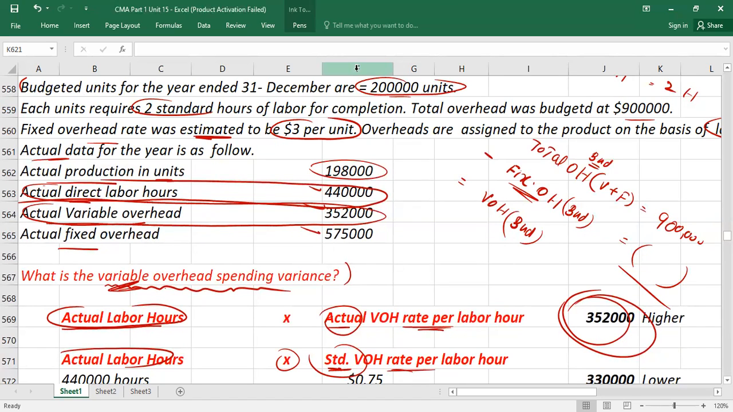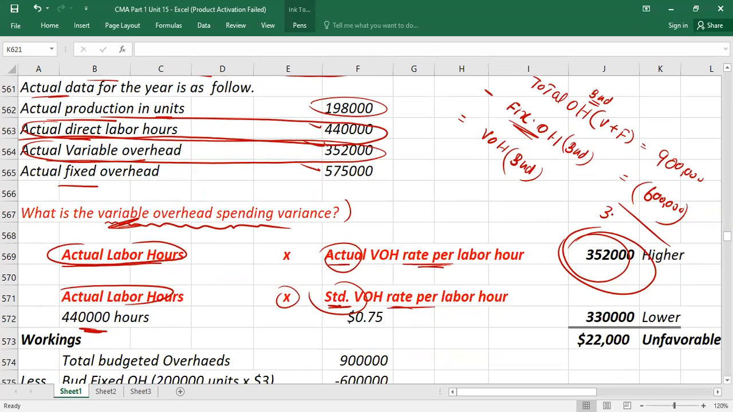If I multiply 200,000, which are budgeted units, with $3, which is the budgeted rate, I will get budgeted fixed overhead, or not? Yes. So how much is it going to be? 600,000. So I'll deduct 600,000 here. Right? It means how much variable overhead did I get now? 300,000. This is which overhead? Variable, budgeted.